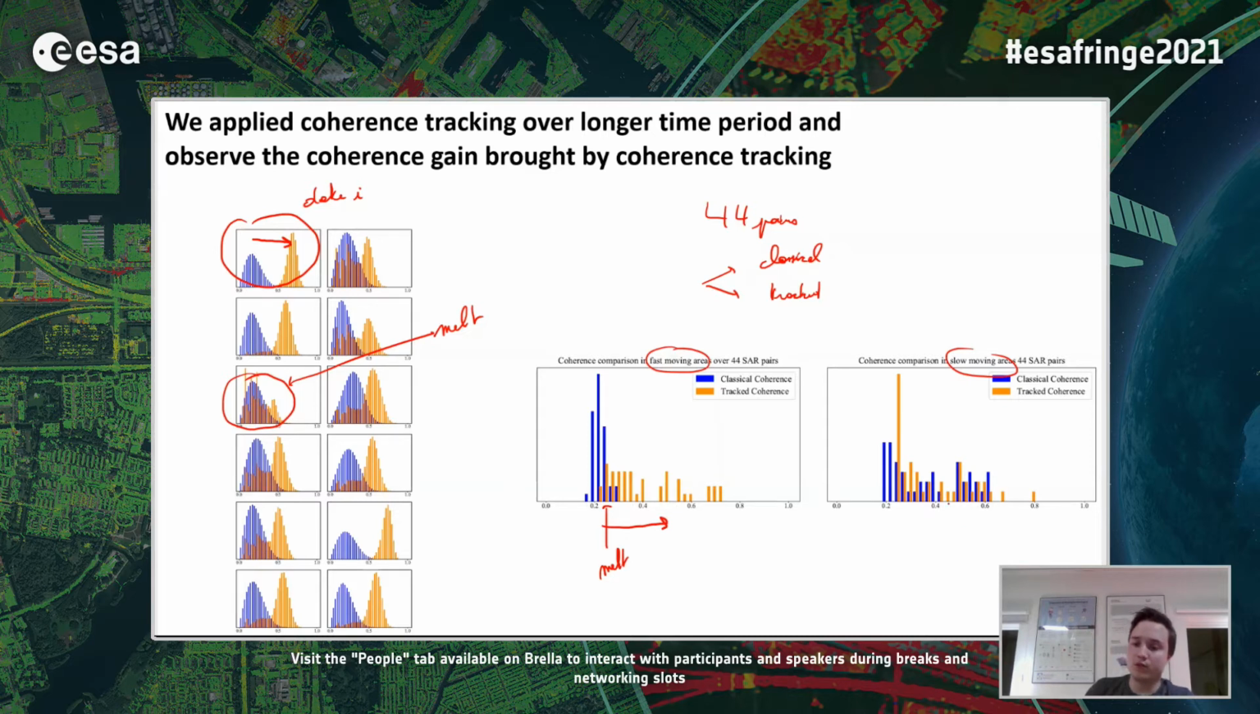On the right side, you have the slow-moving areas, and in these cases, you see that the gain in coherence is much more questionable, meaning that in this type of area, classical interferometry is more than enough. You don't have to compensate for the displacement. And by fast-moving areas, I'm talking about areas moving at about 300 meters per year, acquired by Sentinel-1 IW mode using a temporal baseline of 12 days. And by slow-moving areas, I'm talking about areas moving less than 100 meters per year. So that gives you an idea.